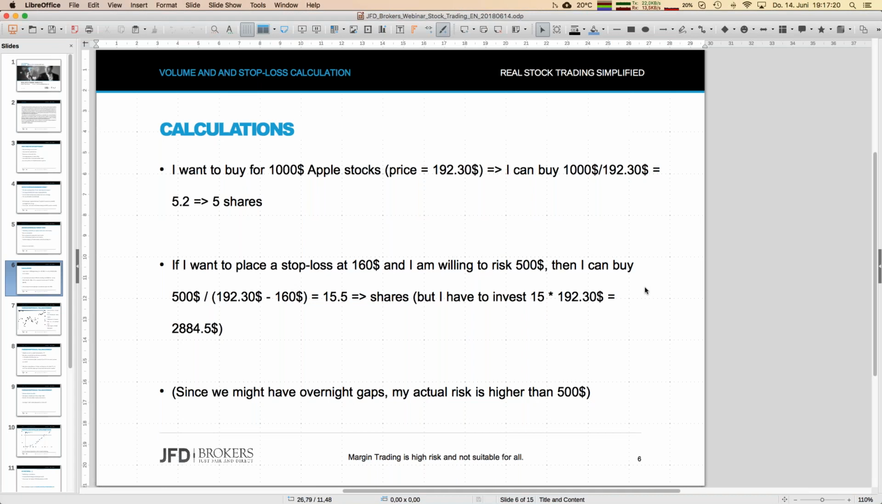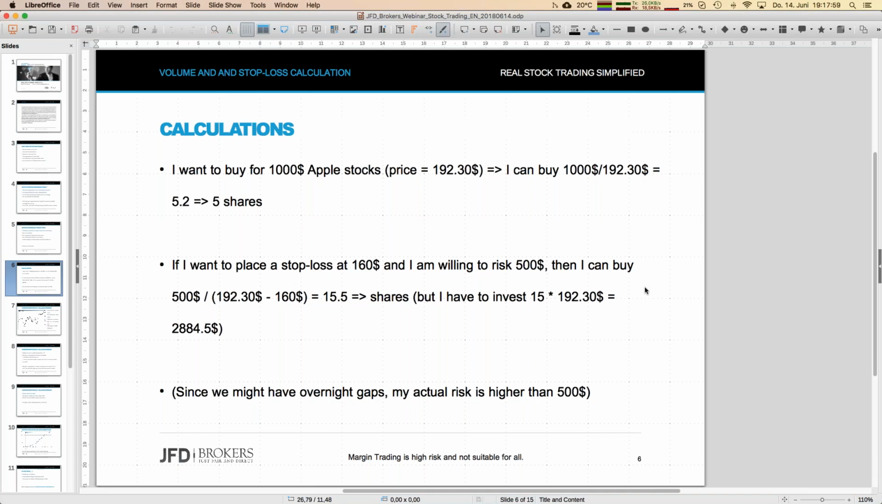So, an example: I want to buy $1,000 of Apple shares. The actual price, and by the way, that was the price yesterday morning, is 192.3. So the question is, how many stocks can I buy? That's quite straightforward. It's 1,000 divided by 192, and I get 5.2. Since you cannot buy any parts of shares, it has to be an integer number. So I round that number down to 5. So I could buy 5 shares.